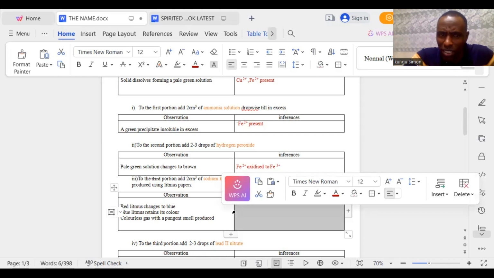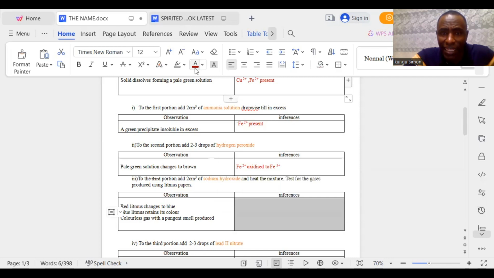That what is present in my salt is ammonium ions. These ammonium ions are the ones that are reacting with sodium hydroxide, and when heated, they're able to liberate ammonia gas. Therefore, what is supposed to be commented here is actually that the ammonium ions are present. And of course, the change of red litmus paper to blue also means that a basic gas is produced. That's what we are talking about.